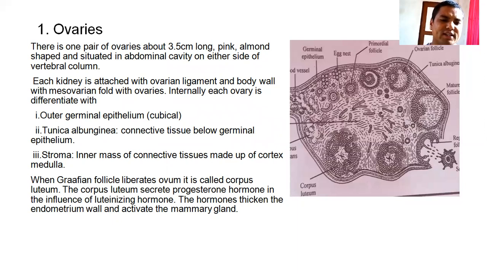The hormone thickens the endometrium wall and activates the mammary gland. That means the female sex hormone helps to activate the mammary gland of the female.